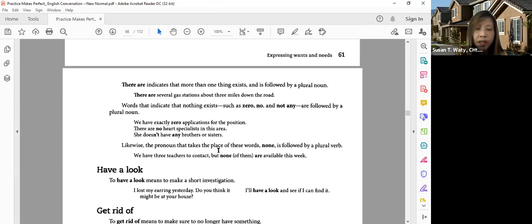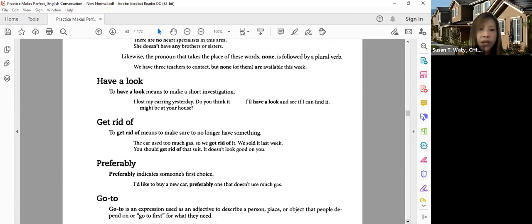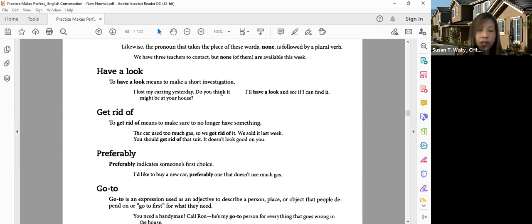Also, a pronoun that takes the place of these nouns is followed by a plural verb. We have 3 teachers to contact, but none are available this week. So you're going to use a plural verb also. Now we continue to the next one. Have a look means to have a short investigation. I lost my earrings yesterday. Do you think it might be at your house? I'll have a look and see if I can find it.